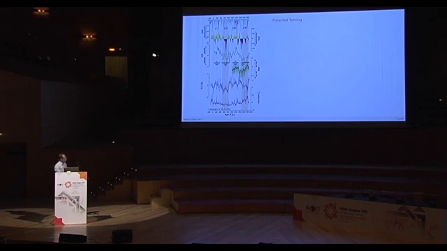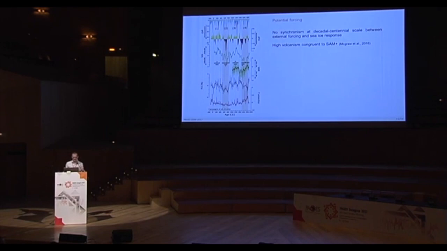We compare first our record here, the Fragilariopsis curta group, so the sea ice proxy, with external forcing, so the volcanic events and the solar irradiance here. And in fact, we found no real agreement, no synchronism at decadal to centennial time scale between the external forcings and the sea ice response.